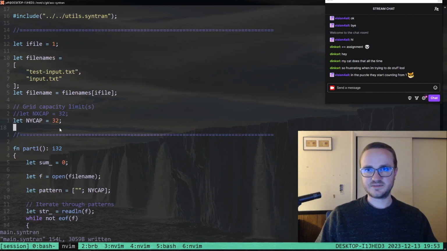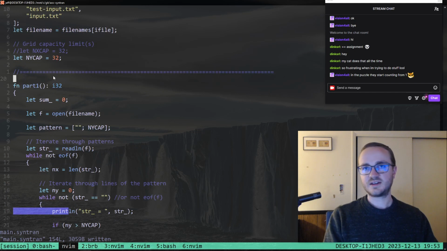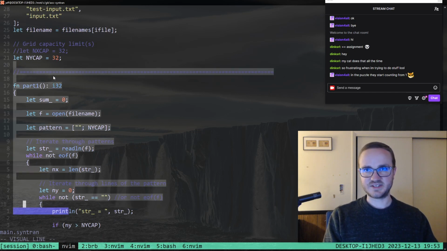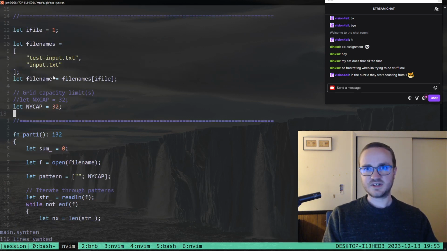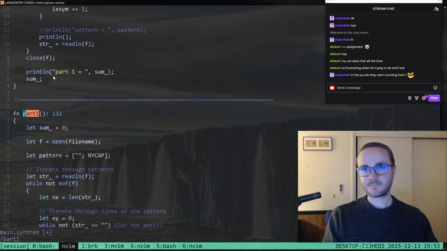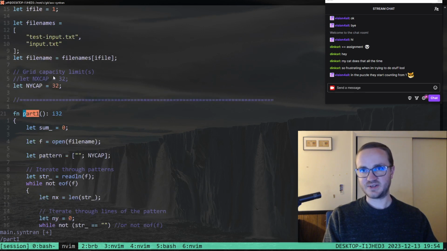Okay, so I'm going to copy and paste, and then I'm going to turn off the debugging from part 1 in that order, because I want to keep the debugging turned on for a second. So this is part 2, and we're not going to call part 2 yet. I want to turn off the debugging.